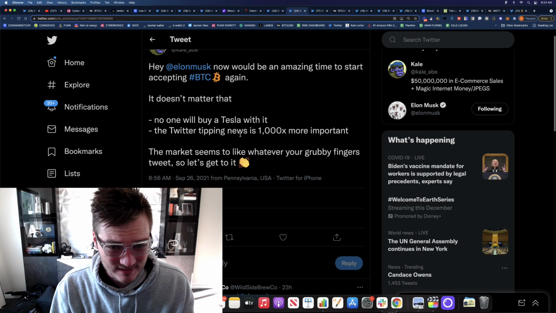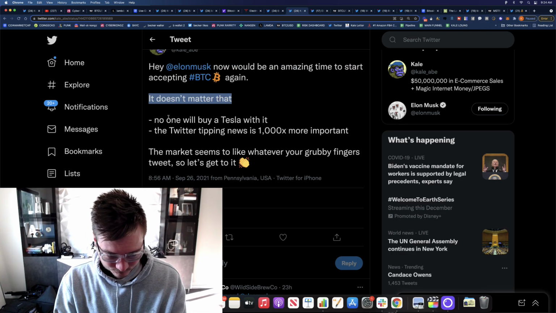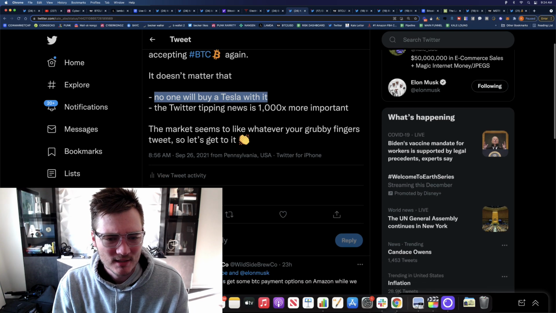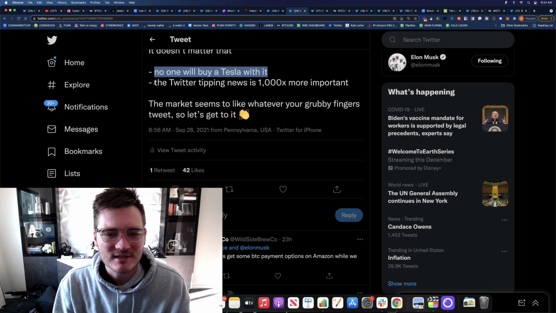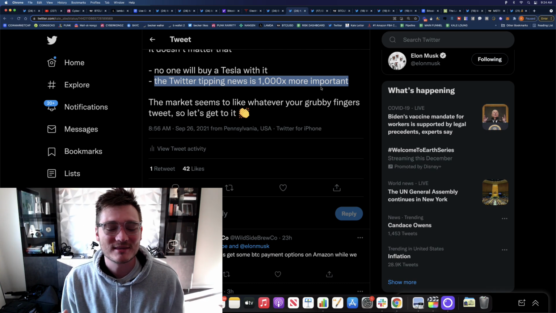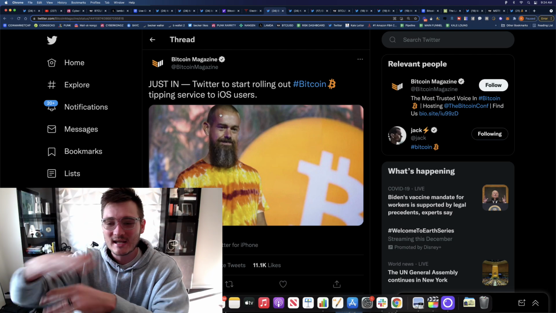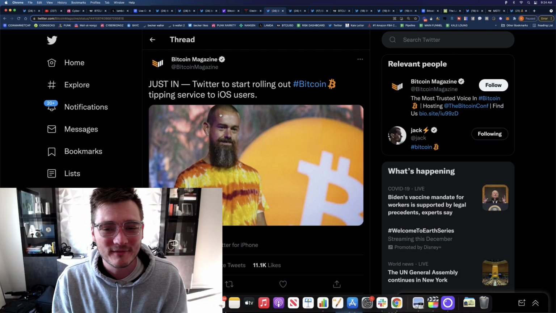It says, hey, Elon Musk, now would be an amazing time to start accepting Bitcoin again. It doesn't matter that no one will buy a Tesla with it. The Twitter tipping news is 1,000X more important. Seriously, no one is gonna buy a Tesla with this coin. And this Twitter news that you can literally send Bitcoin anywhere in the world to anyone with a Twitter account is way more important than this Tesla stuff.